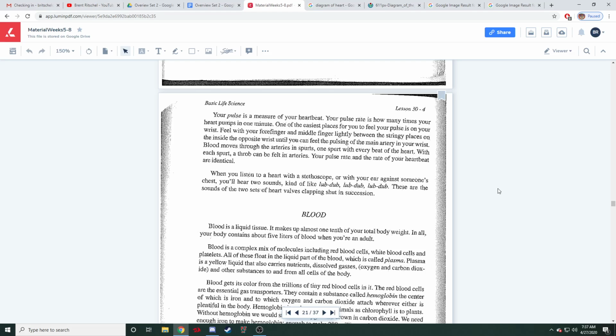Blood moves through the arteries in spurts, one spurt with every beat of the heart. With each spurt, a throb can be felt in arteries. Your pulse rate and the rate of your heartbeat are identical.